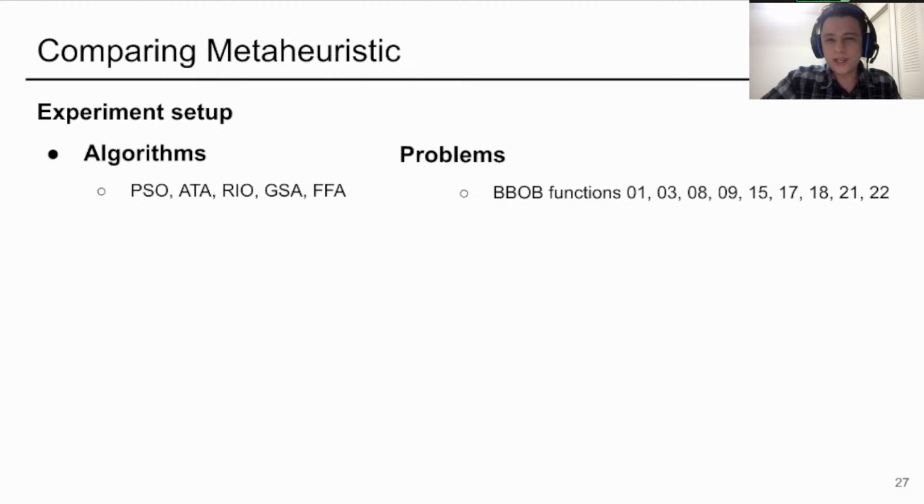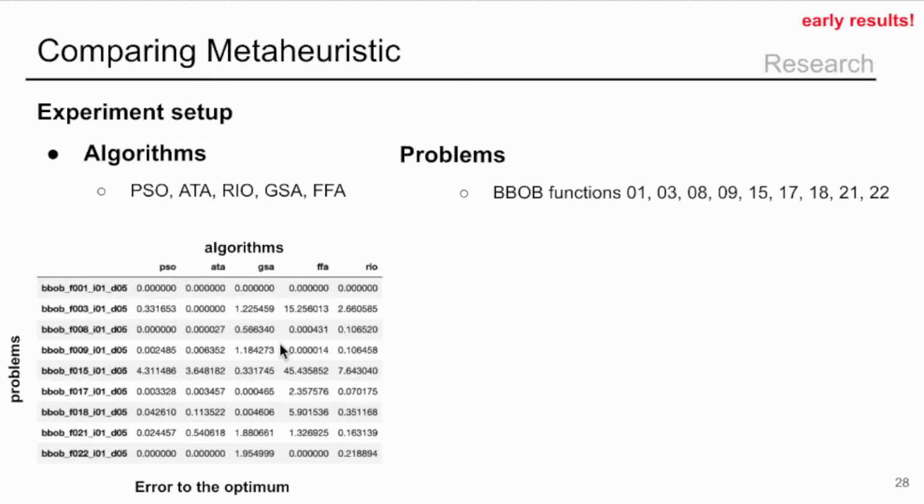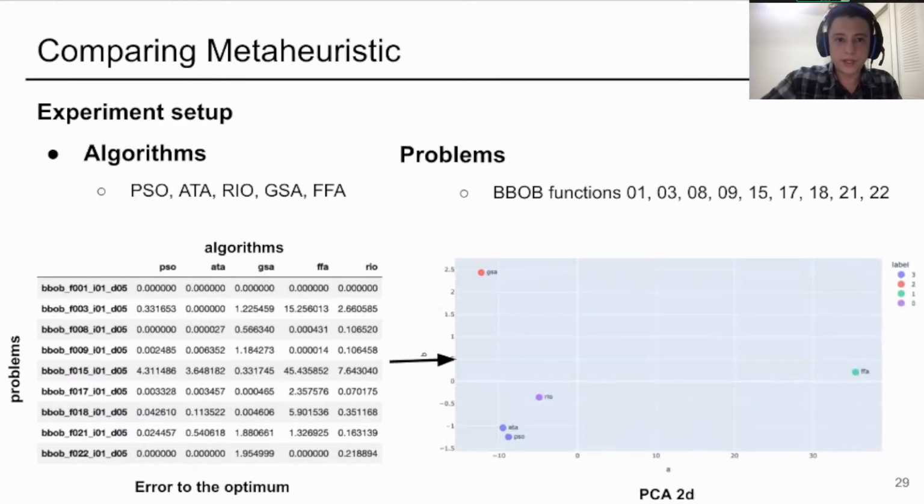Okay, it may seem a bit abstract so far. So let's say I chose these algorithms here and those benchmark problems here. Then I run the algorithms on all those problems, and I will have a table like this here. In this table, the columns are the algorithms and the rows are the problems. And each of those values is the error to the optimum, so one execution basically. And I use this table as features to cluster the algorithms. So here I'm plotting a two-dimensional PCA. And there are some interesting things happening here. Let's move to the next slide.